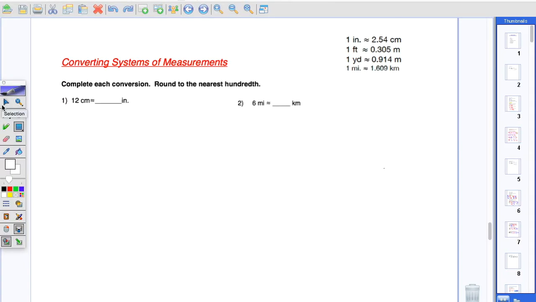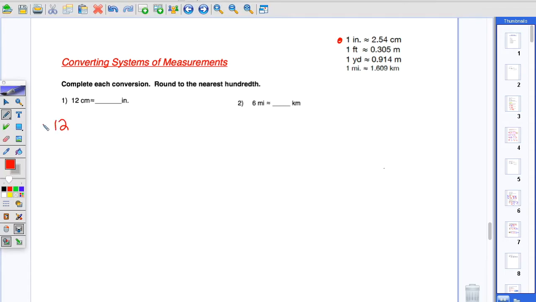Converting systems of measurement. Complete each conversion. Round to the nearest hundredth. So we have 12 centimeters is approximately equal to blank inches. So what we want to do is figure out if we had 12 centimeters, what that would be in inches. Looking at our table, our conversions off to the side, the conversion that we're going to use for number 1 is 1 inch is equal to 2.54 centimeters.